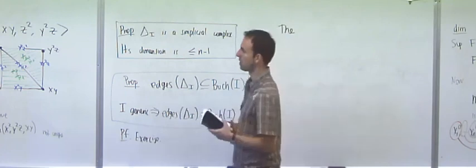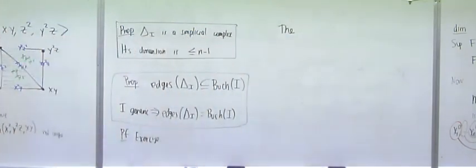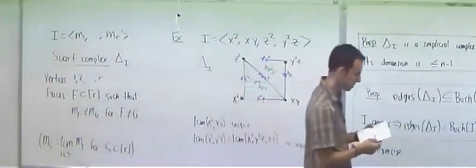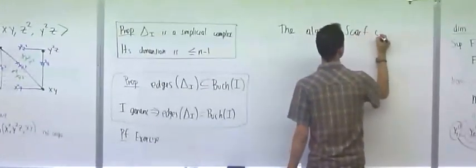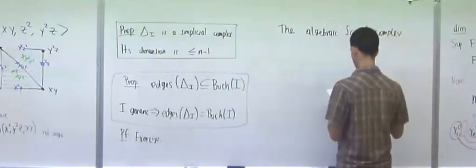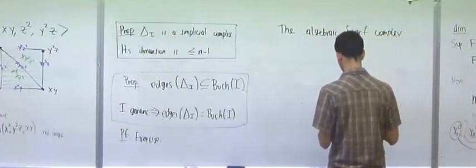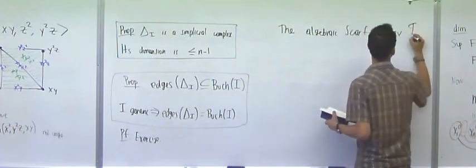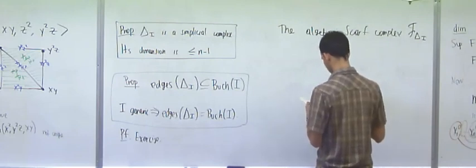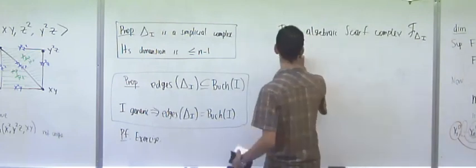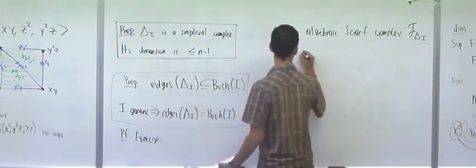Now, what I want to do, of course, is the following. So we started with our ideal. We define our Scarf complex, which is a simplicial complex. And then we make a chain complex out of this, right? And so that's called the algebraic Scarf complex. It is just the Taylor complex of this Delta_I.